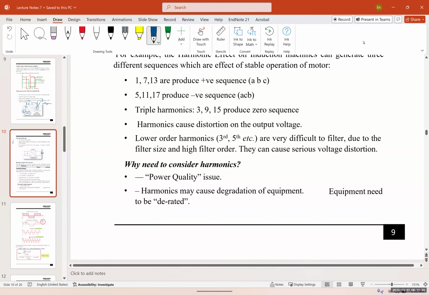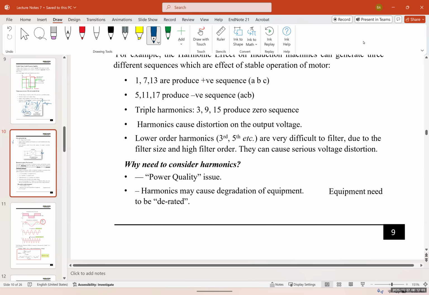I'll show you an example and a picture of how they affect the system, that we usually don't care about the rest. So why do we need to consider harmonics and eliminate them? First, if you have this question on your exam, it's about power quality. We want to increase efficiency, and the harmonics are technically a waste of energy in the output. And the harmonics may cause degradation of equipment, and equipment needs to be derated.